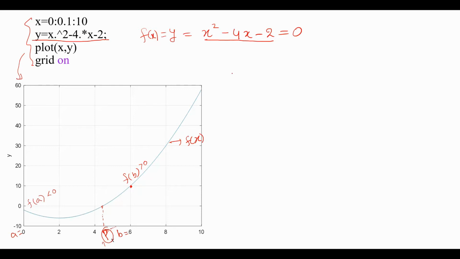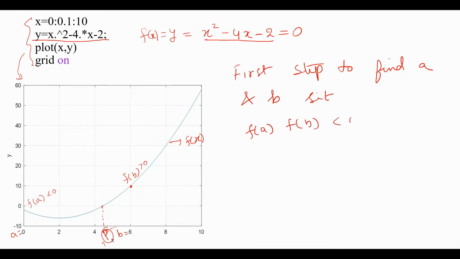Now let's see how to apply the bisection method. The first step is to find a and b such that f of a into f of b is less than 0. You have already seen why we are doing this, because this will guarantee that in between this a and b we have a root somewhere, because the function is changing its sign from negative to positive, so obviously it has cut the x-axis somewhere.